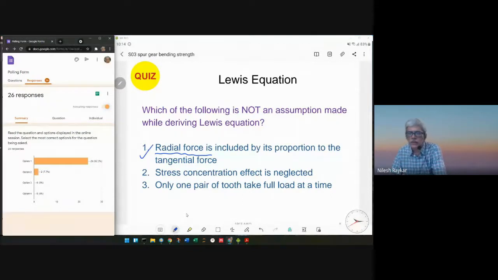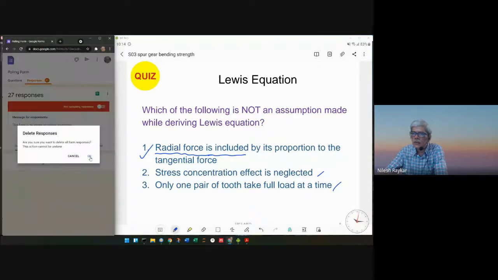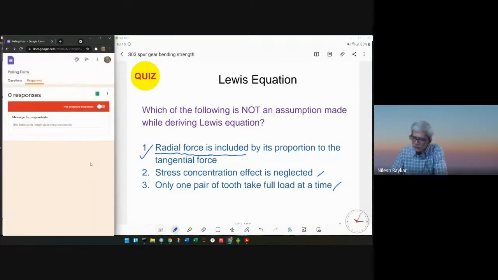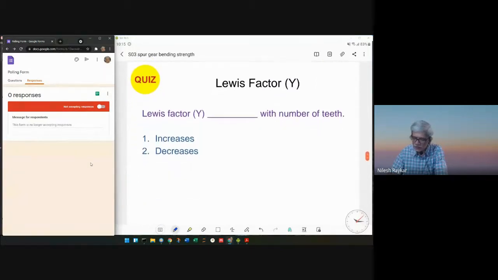That means radial force is not included, whereas this statement states that it is included in proportion to the tangential force. That is not true. So radial force is totally neglected. The remaining two assumptions are correct. I think I may have one more question. Okay, so this is a simple one since we discussed it just now.